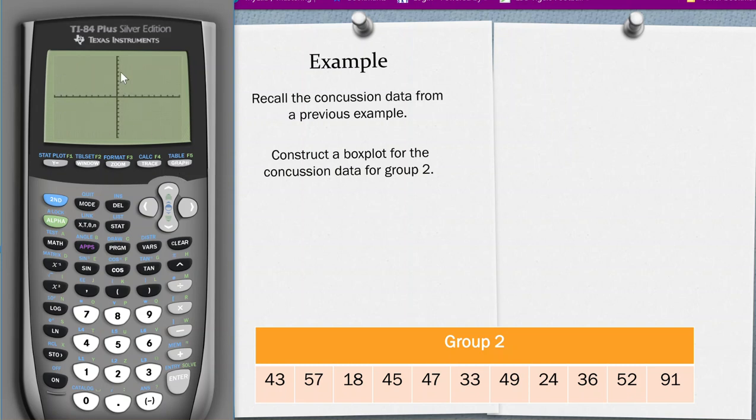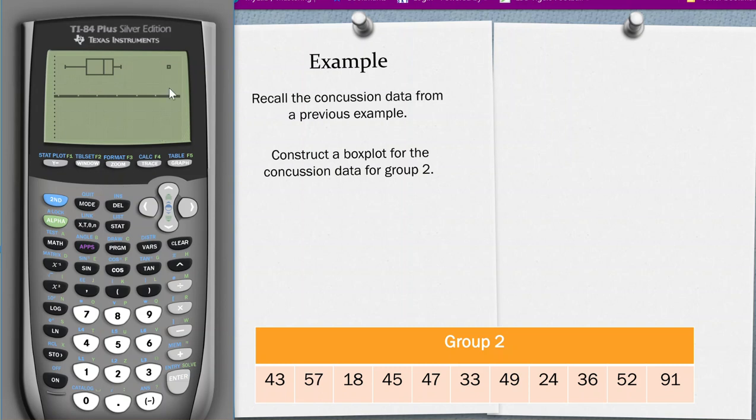Once you press graph, nothing appears. You need to set your window. In order to set your window, we're going to press the zoom key, and we're going to arrow down till we see zoom stat, which is number 9. Once you press zoom stat, you'll get the box plot that we drew on the example earlier.